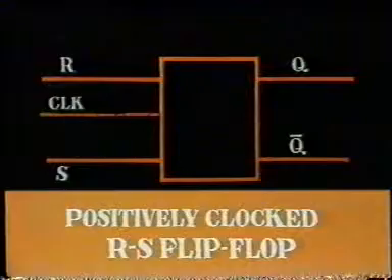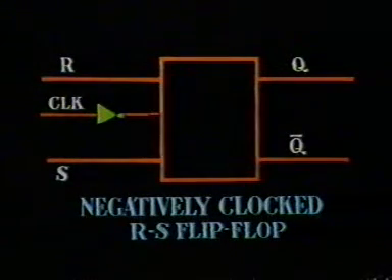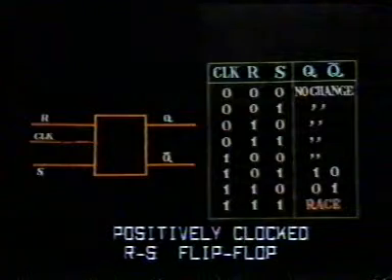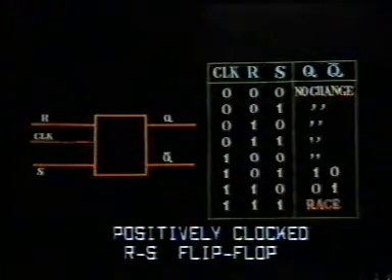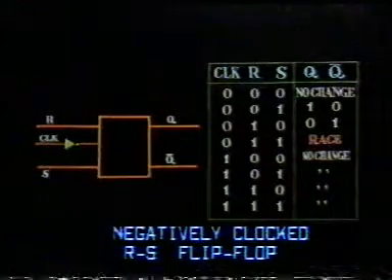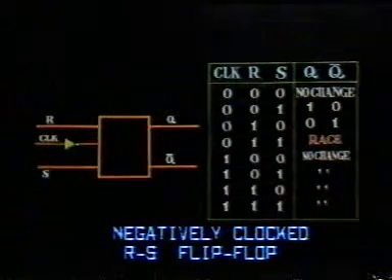A positively clocked RS flip-flop responds only when its triggering level is 1. A negatively clocked RS flip-flop responds to the clock level being 0. The positively clocked RS flip-flop changes only when its clock level is at 1. The truth table for a negatively clocked RS flip-flop shows that it responds to its R and S inputs only when clock input is at logic level 0.